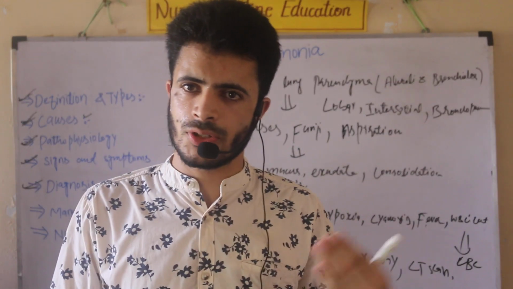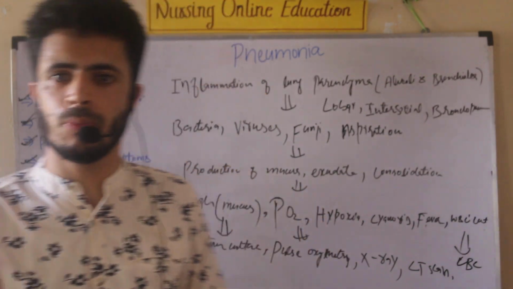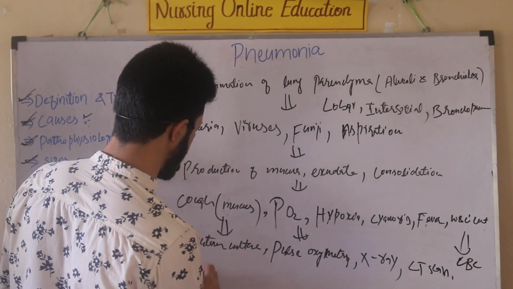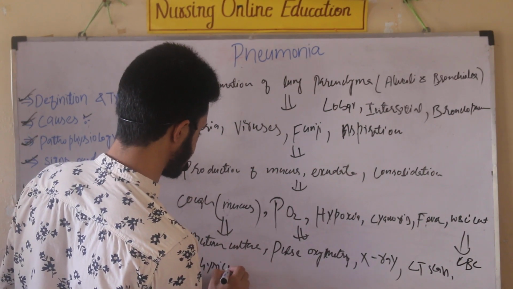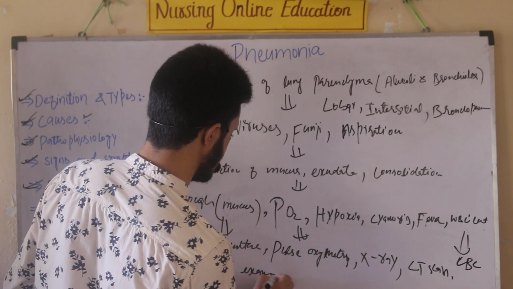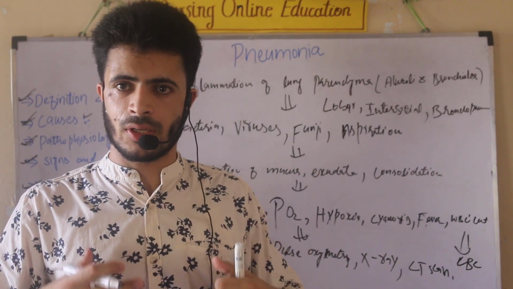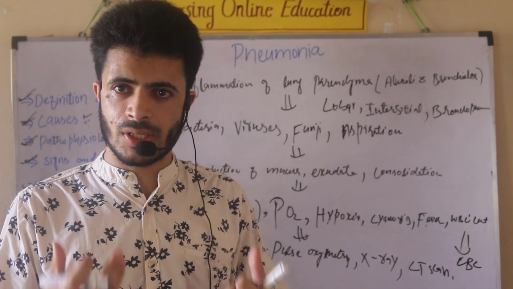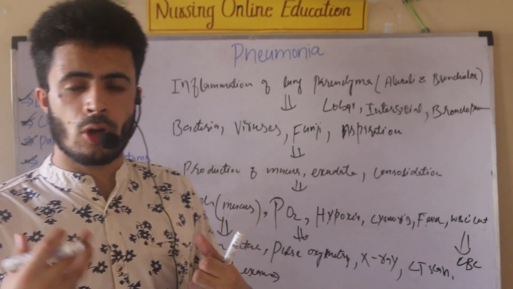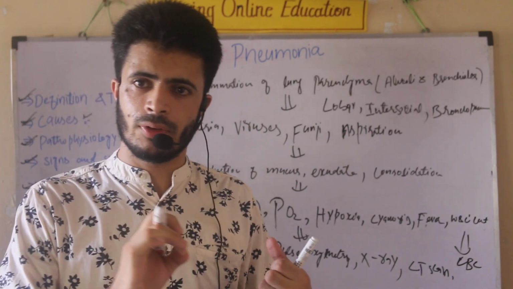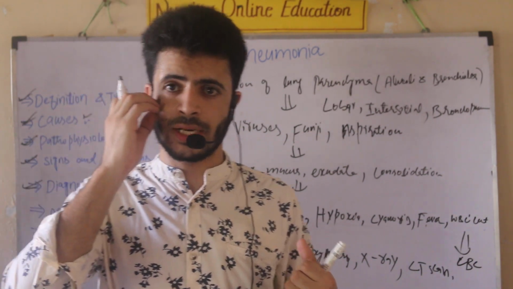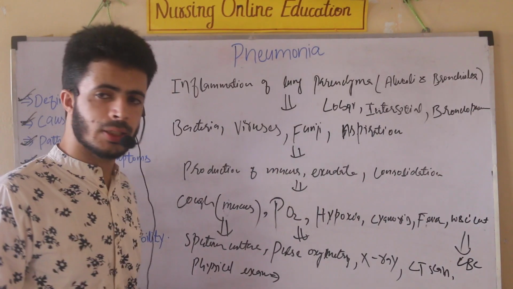We can go for the history collection. Also we can find some physical examination. There will be abnormal findings in physical examination. There will be abnormal lung sounds, like chest wall retractions. The wheezing sound will be there, and all the abnormal sounds which we find in the respiratory system will also be found in this case.